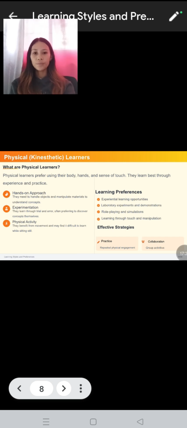So effective strategies to help a physical learner study, we have practice. They need repeated physical engagement with the materials. This means doing practice problems, building things, or physically reviewing concepts. So collaboration, working with others in group activities, helps them learn by moving, discussing, and physically working together on a task. So next slide.